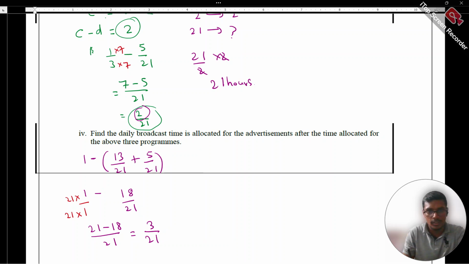So this is the time allocated for advertisement after the above 3 programs. 3 means 3 hours. Therefore, 3 hours. Total is 21 hours, which means the time taken for advertisement is 3 hours. I think it's clear.